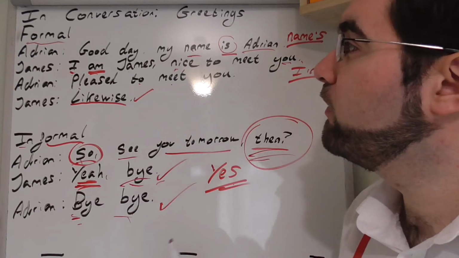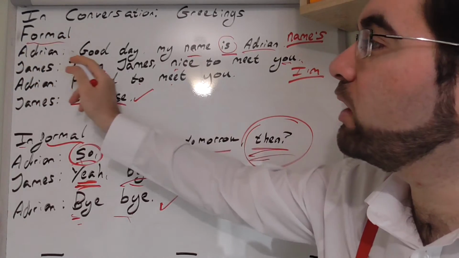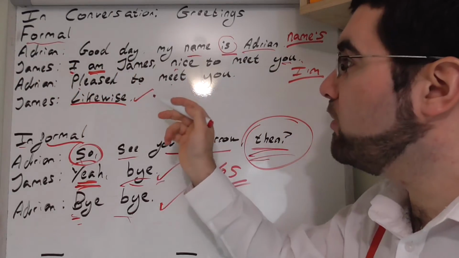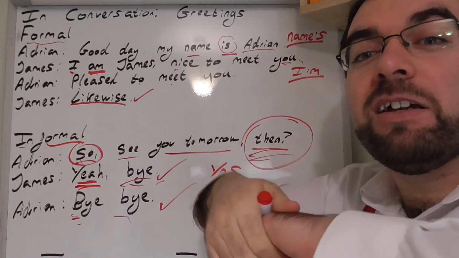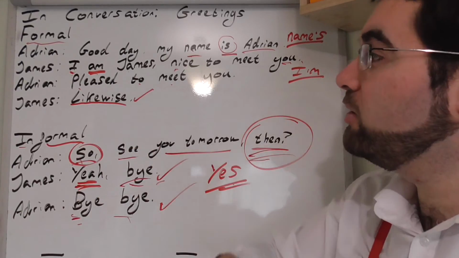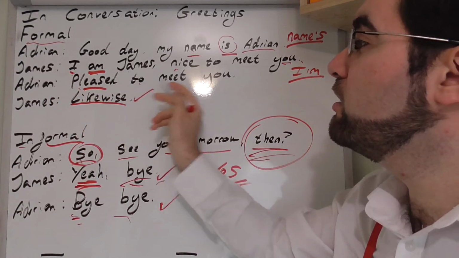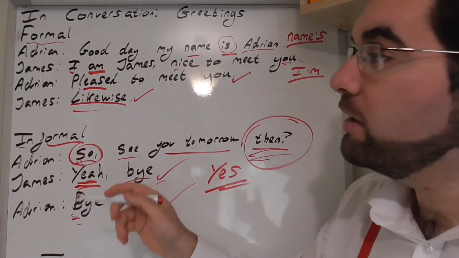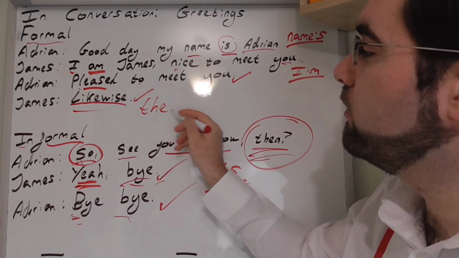How cool is that? So, formal. Adrian, good day. My name is Adrian. James, I am James. Nice to meet you. Handshake, nice to meet you. Adrian, pleased to meet you. Very nice. James, likewise. The same.